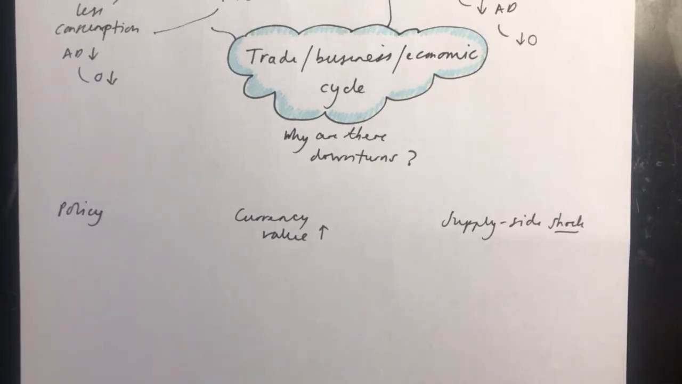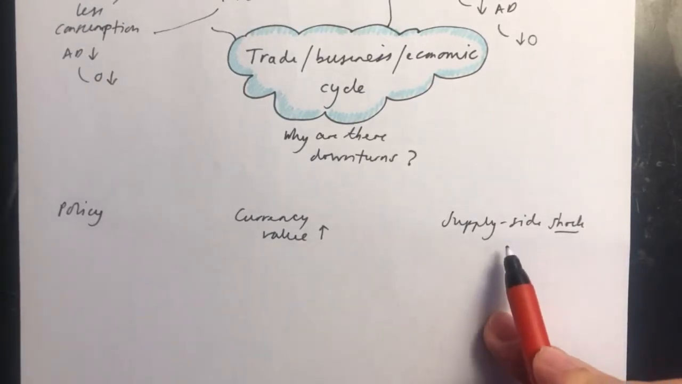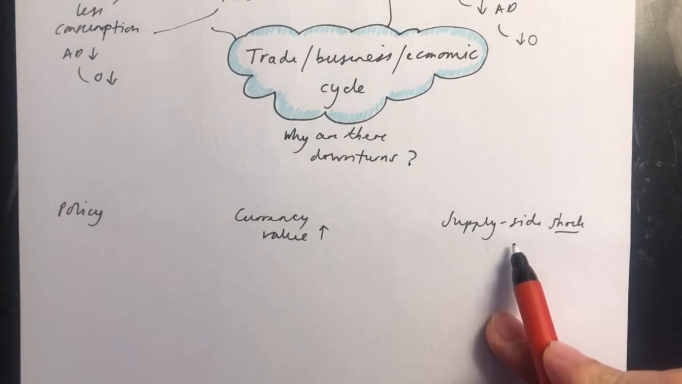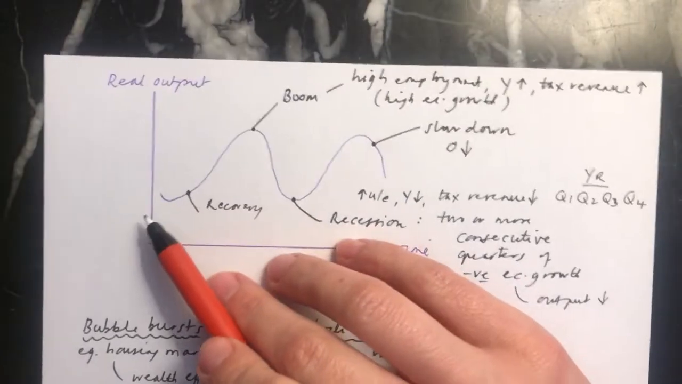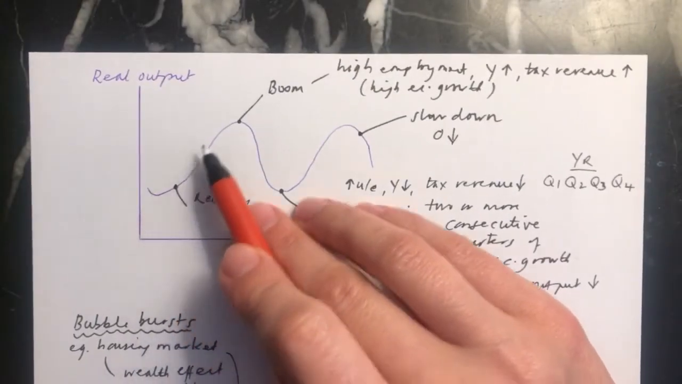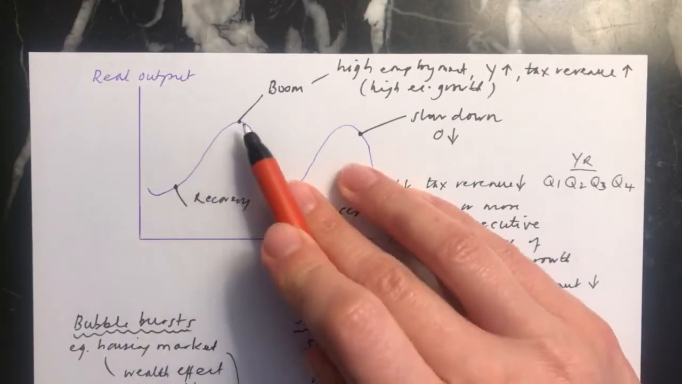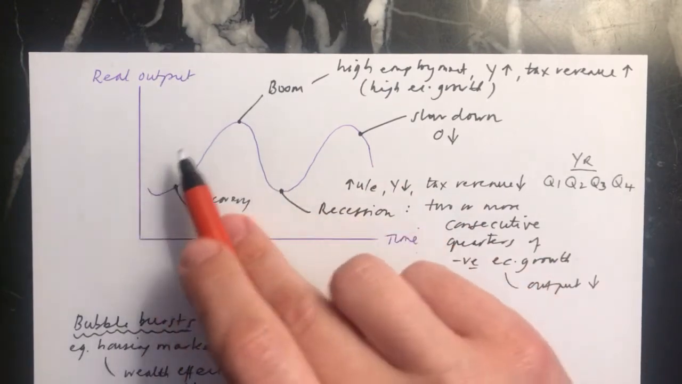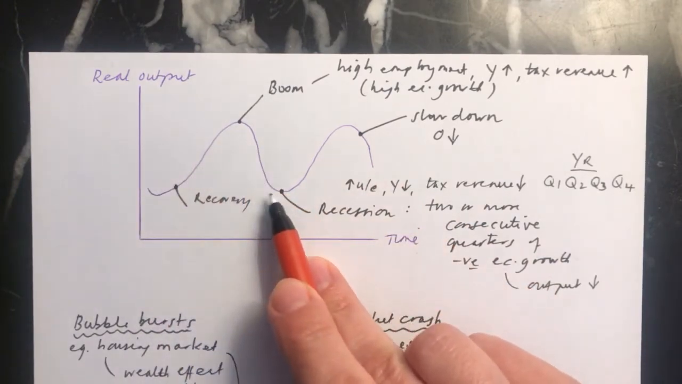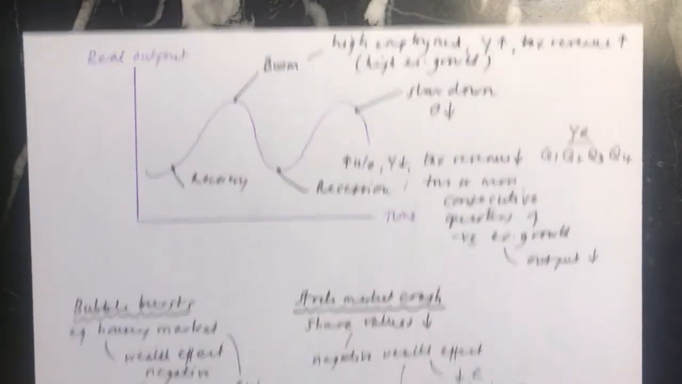Hi everyone, here I'm going to talk about 3 more reasons that you might have a downturn in your trade cycle or business cycle or economic cycle. They all mean the same thing. Why on the curve, when we come down here and we've got a slowdown, a downturn, why would this be happening? It's helpful all the way through to remember that here our real output is going down.